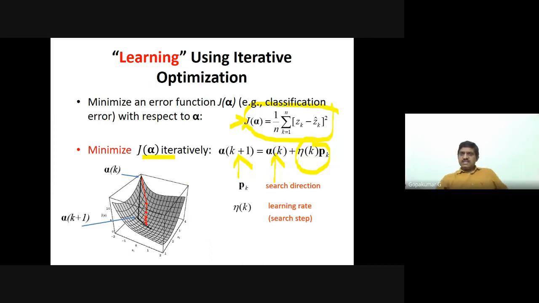Here there are two terms. One is eta of k and the other is pk. You can see that eta of k is a parameter at the kth iteration, and pk is again a parameter.